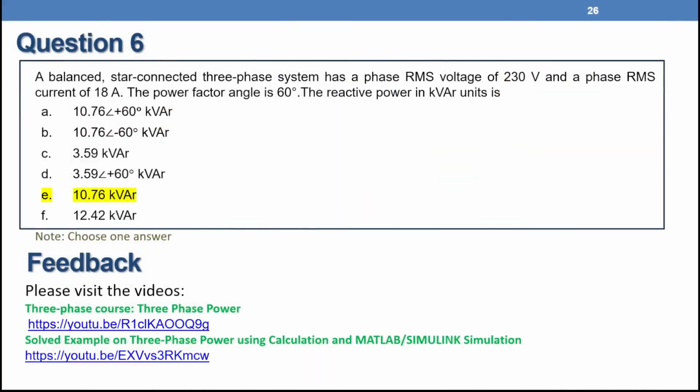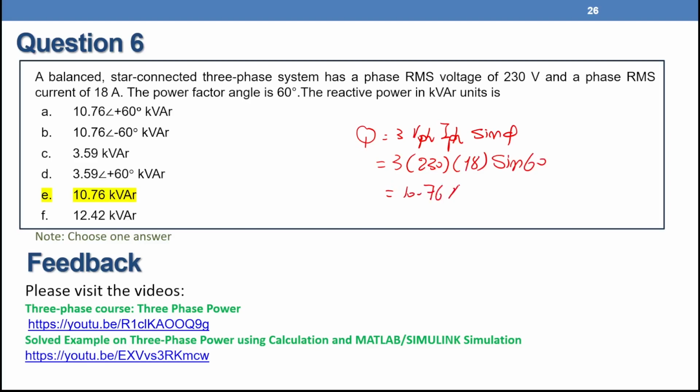Question number 6. A balanced star-connected three-phase system has a phase RMS voltage of 230 volt and a phase RMS current of 18 ampere. The power factor angle is 60 degrees. The reactive power in kilovar units is, so Q equals 3 V phase, I phase, sine phi. So that one will be 3 multiplied by 230 multiplied by 18 multiplied by sine 60. And that one gives you 10.76 kilovar.